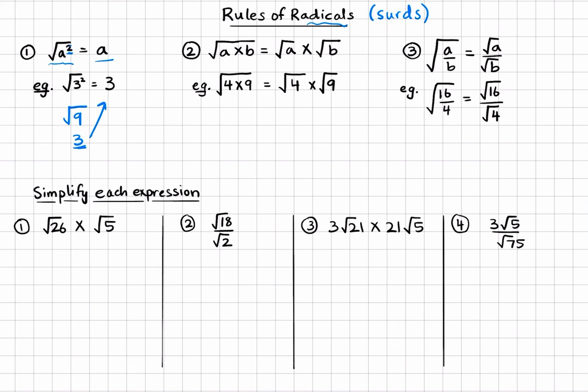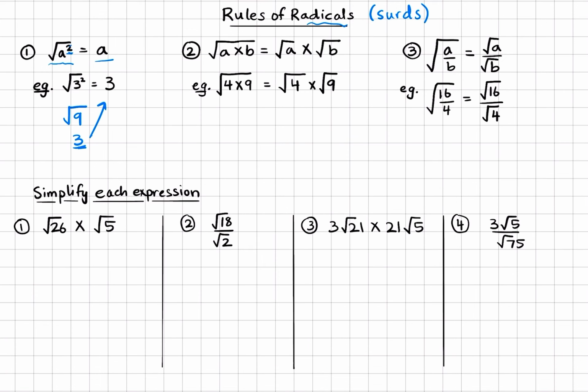The second rule says the square root of two numbers multiplied by each other under the square root, a times b, for example, is the same as square rooting both numbers first and then multiplying them. So whether I multiply them first and then square root that answer, or I separate them, square root them, and then multiply the answers together, I will get the same thing.